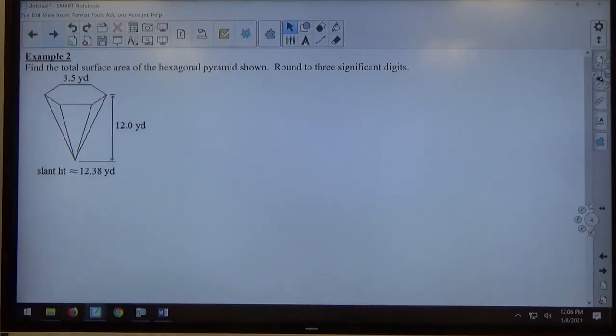Example 2, find the total surface area of the hexagonal pyramid shown, round to 3 significant digits. I'm going to make the assumption that's a regular hexagon, otherwise we don't have formulas for it. So we'll say that's a regular hexagon just for that. And they tell us what we need to know.